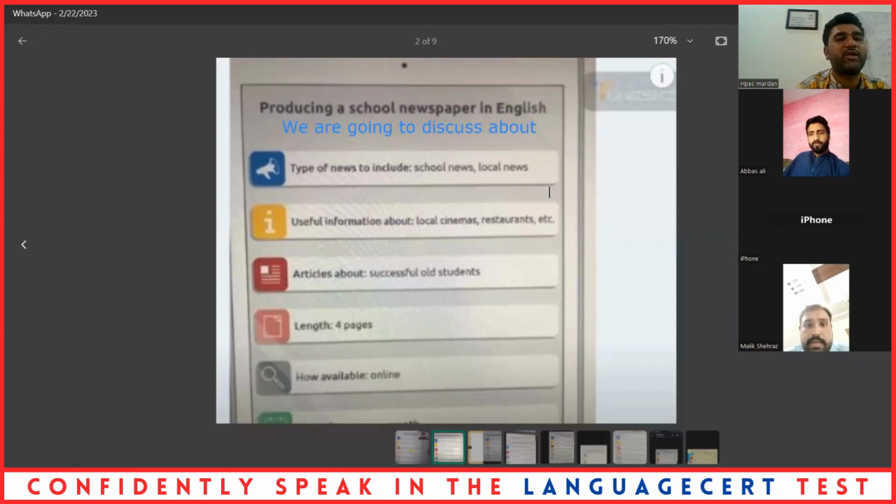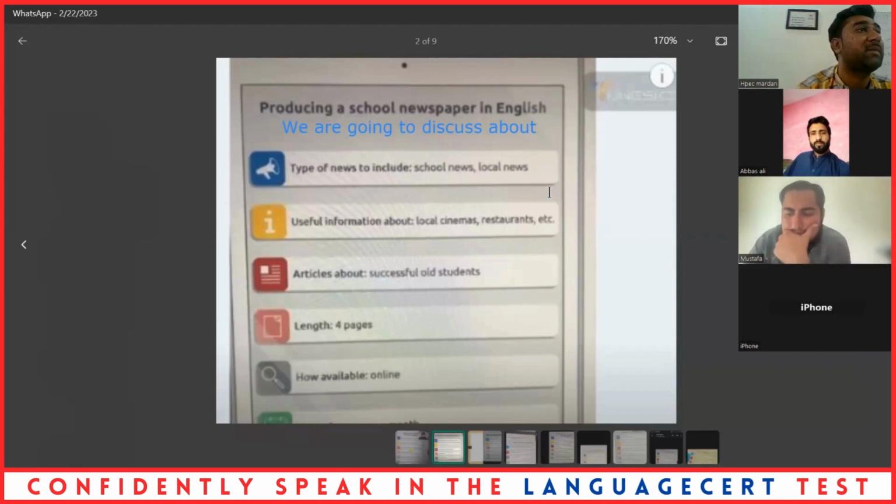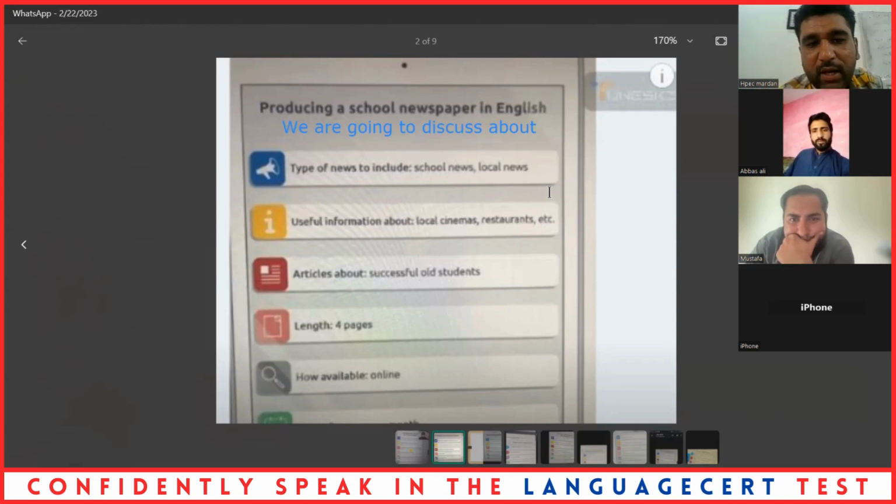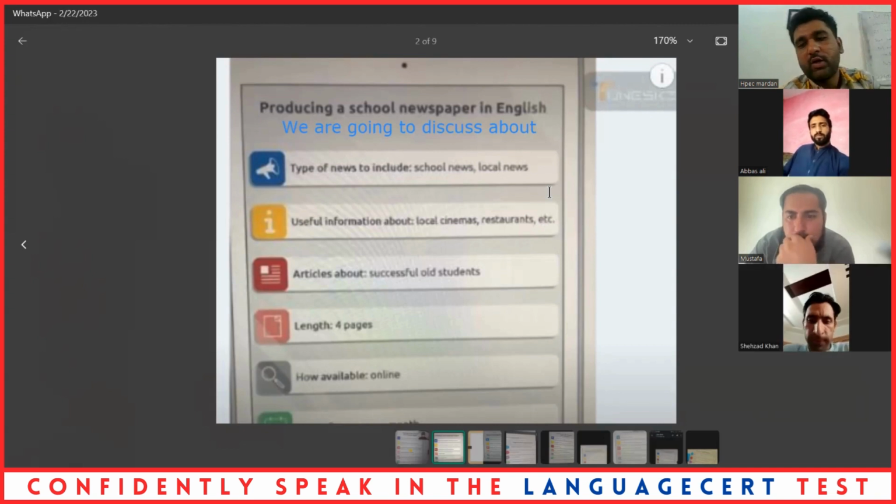So the very first thing we need to include in it is a type of news, and that should be national as well as local news, because the students inside the school will read it, so we make sure that they also keep themselves updated about outside of the school, such as country, political, all those kinds of news should be included in this newspaper. Then the examiner may ask you, well, what do you think about useful information? So you have to answer.